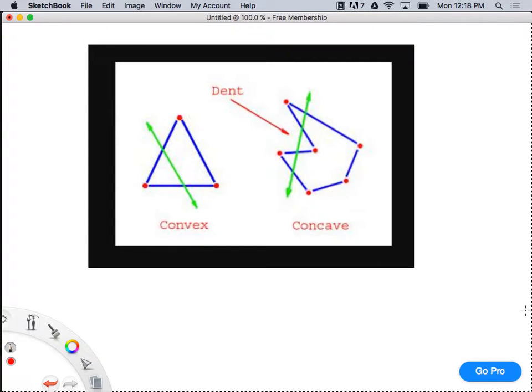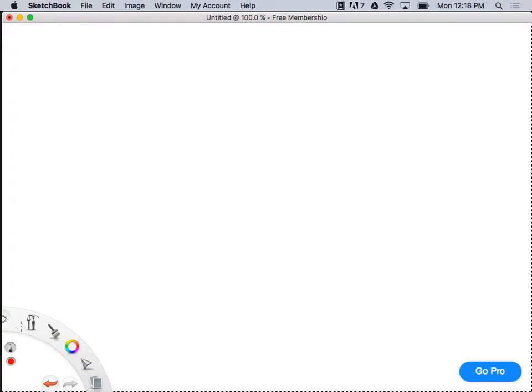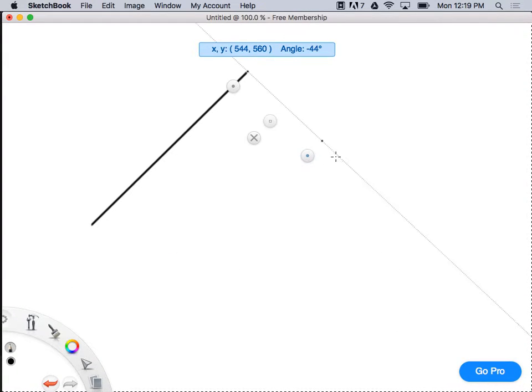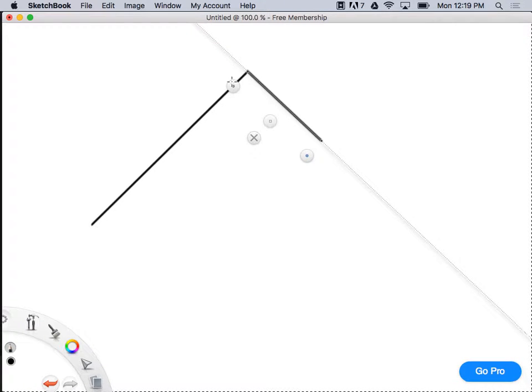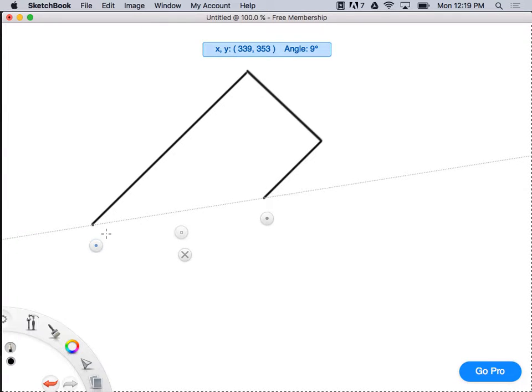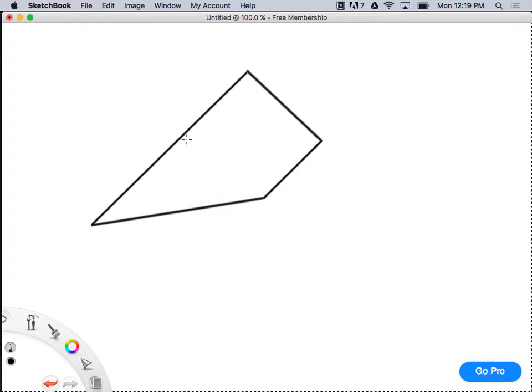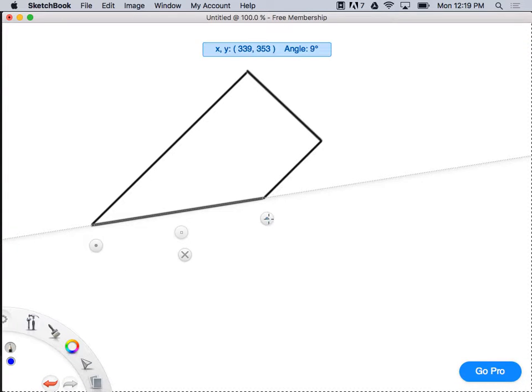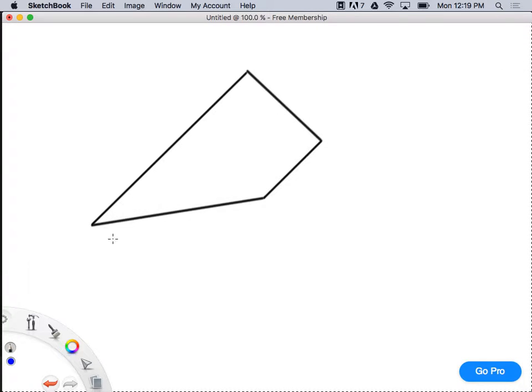Let's give an actual definition. So let's say I draw a polygon like this. First off, who can tell me what kind of polygon that is? Pentagon. 1, 2, 3, 4. No, quadrilateral, right? It's got 4 sides. Now, first off, what are these points called here? Vertices or a vertex. Each one is called a vertex.